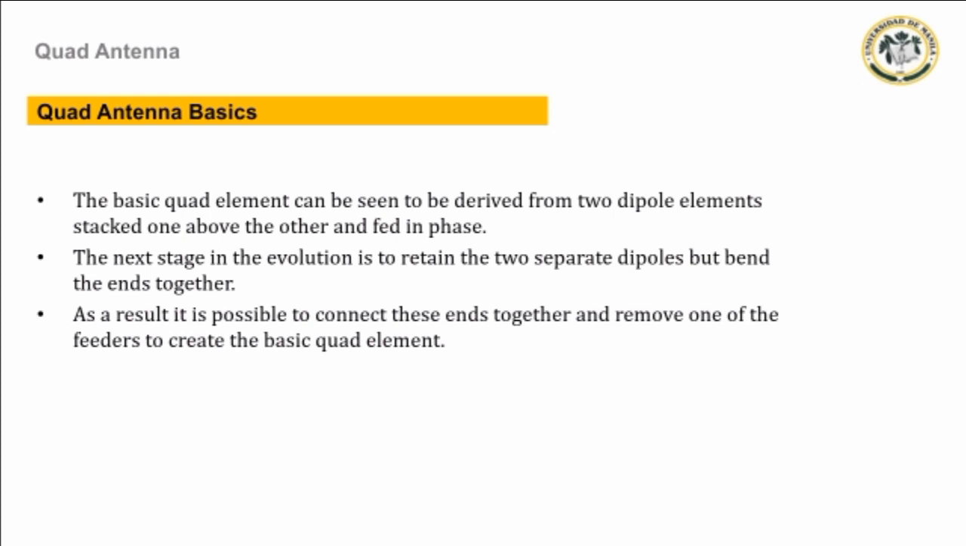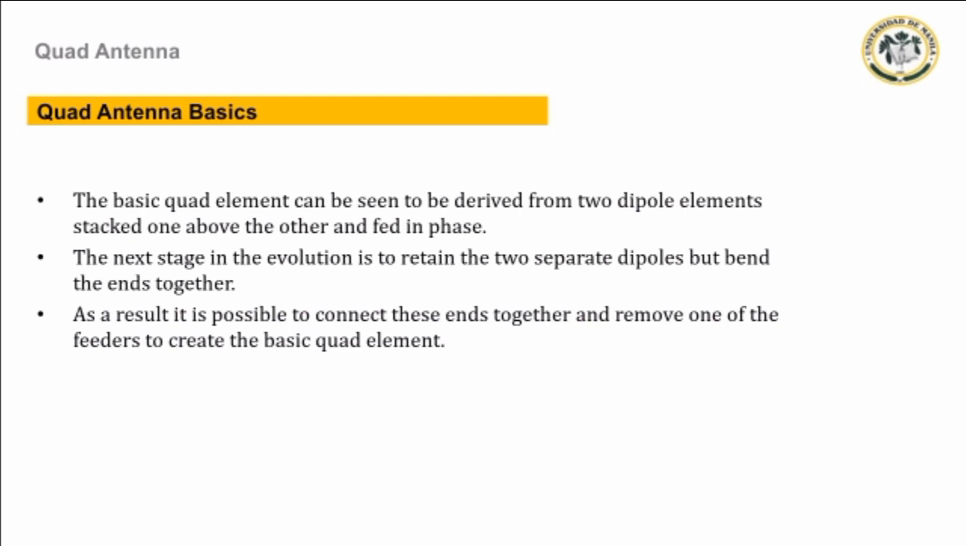Quad antenna basics. The quad element can be seen to be derived from two dipole elements, stacked one above the other and fed in phase. This arrangement in itself gives gain because of the phasing effect between the two dipoles.